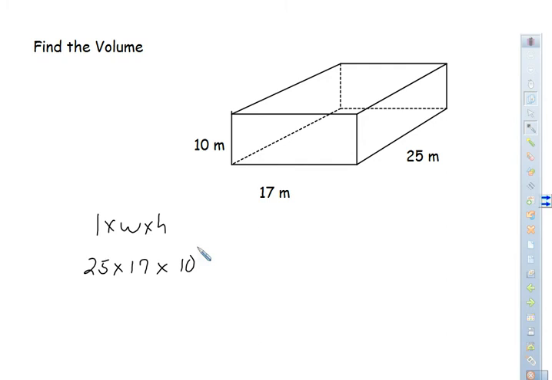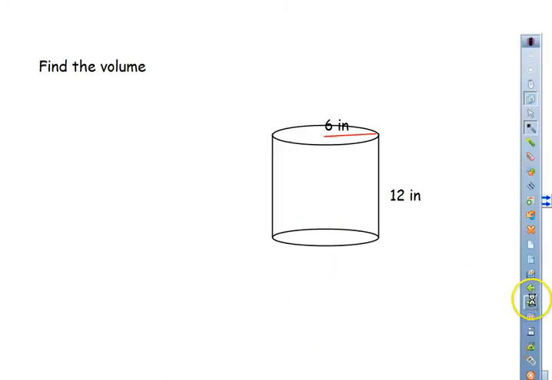And you can just simply plug all those into the formula. 25 times 17 times 10. Plug that in your calculator and you get 4,250 cubic meters. Make certain you pay attention to that unit of measurement. Go ahead and hit pause and solve this.